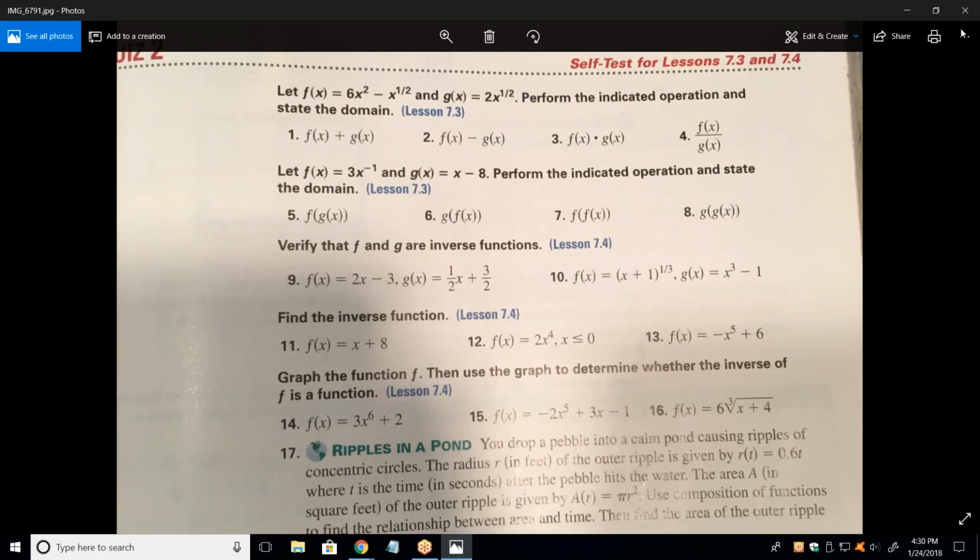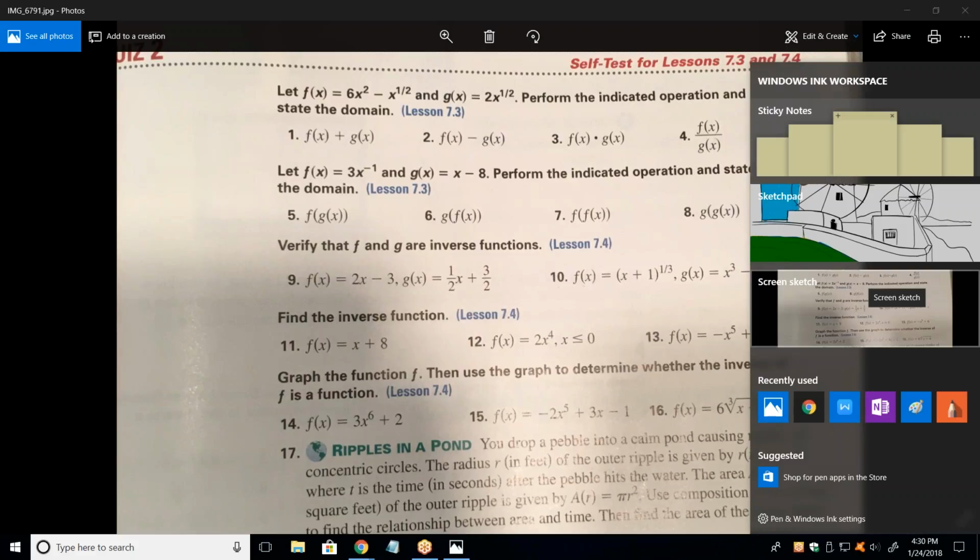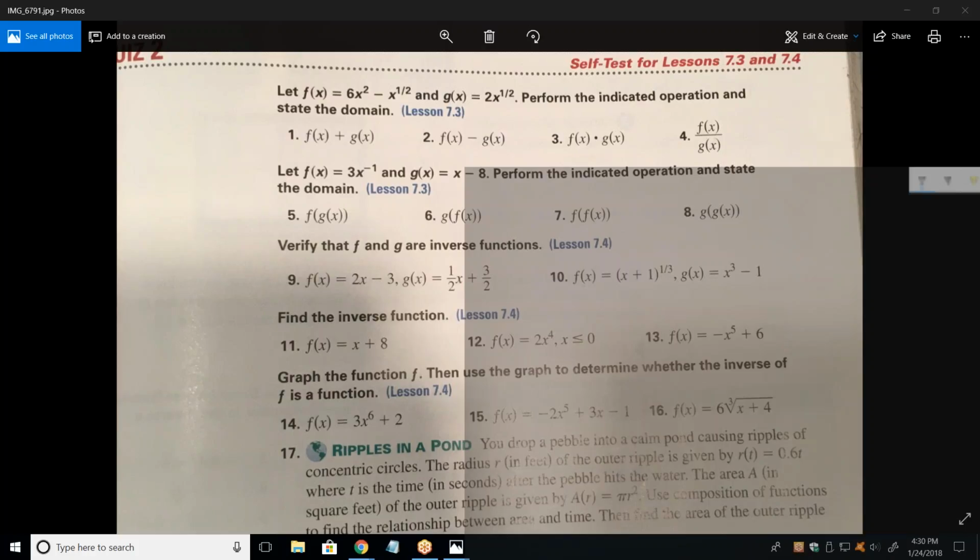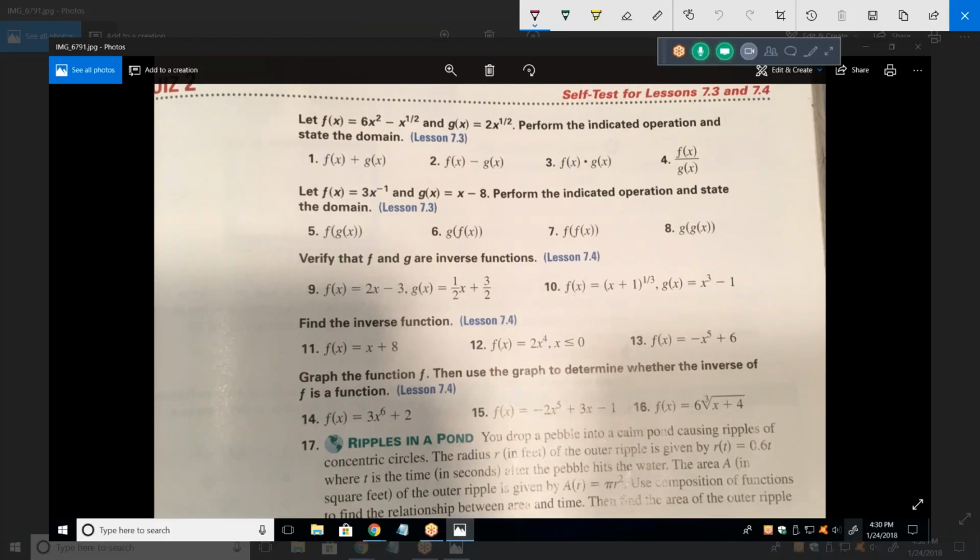So how do we add two functions? You put them together, and then you do, like this one, you do 6x squared, and then you do 3x to the half, I think. Well, that's right. I mean, you're correct in that we do combine them.